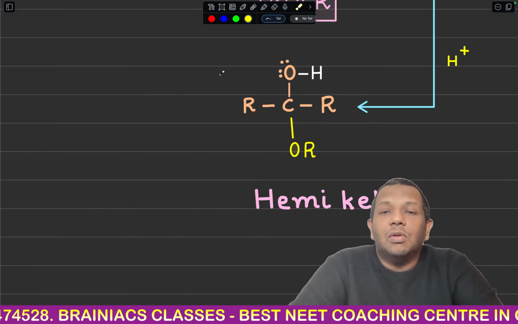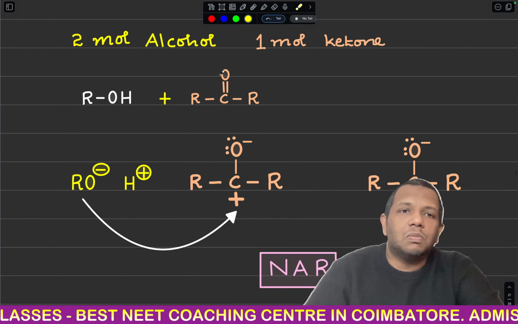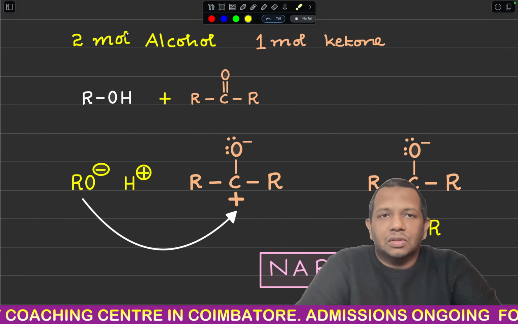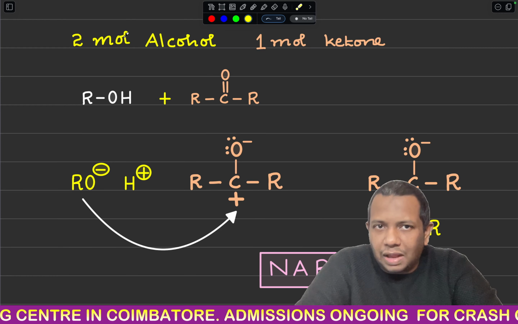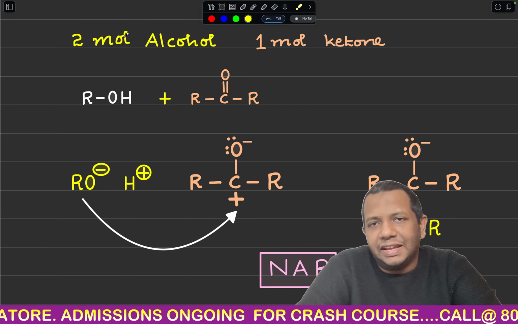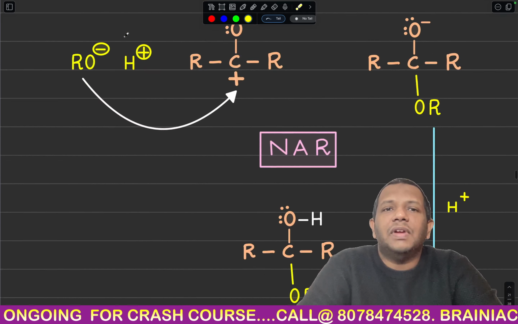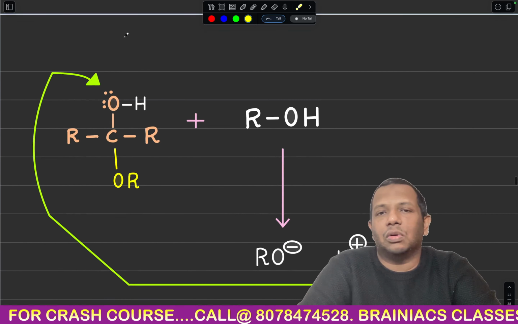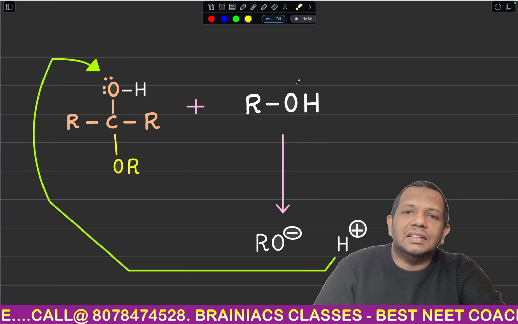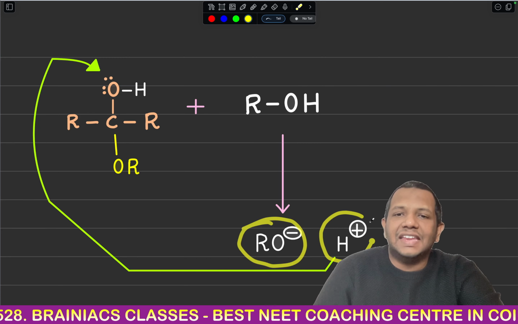Clear? But the reaction is not stopping. Why? Because you have one more molecule of alcohol waiting. You have started with 2 moles. So in a question, whenever they say 1 mole alcohol with 1 mole ketone, or 1 mole alcohol with 1 mole aldehyde, then a hemiketal or hemiacetal will be formed. But whenever you have excess alcohol or 2 moles of alcohol, what will happen? Again, this will undergo further breakage to create one more nucleophile and H plus.